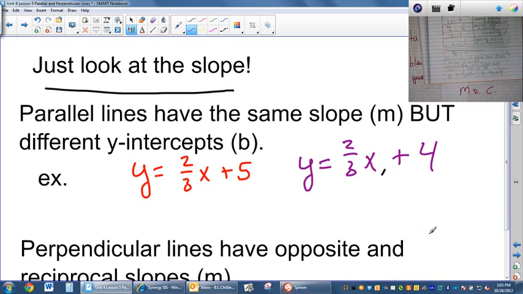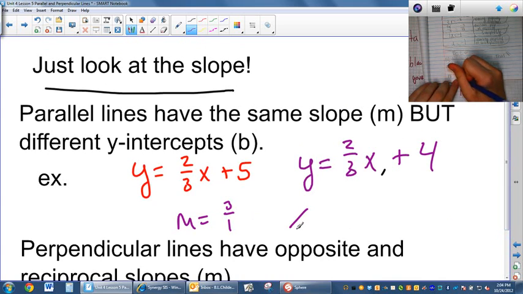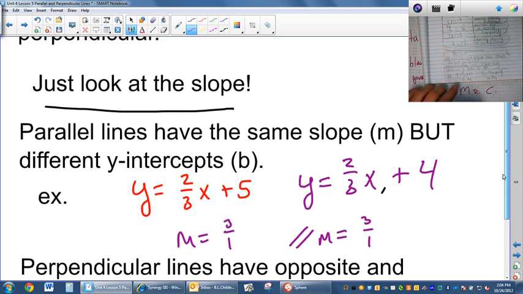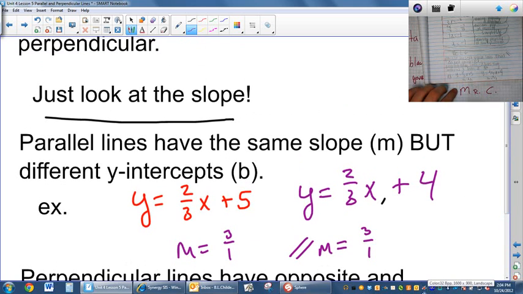Alright, so parallel lines have the same slope but different y-intercepts. If I told you the slope was 3/1, what would the parallel slope be? It'd be 3/1. It's the same. The exact same. They're just going to have different y-intercepts. Now, what if I had the same slope and the same y-intercept? It would just be a line.